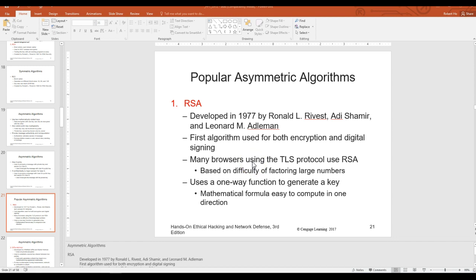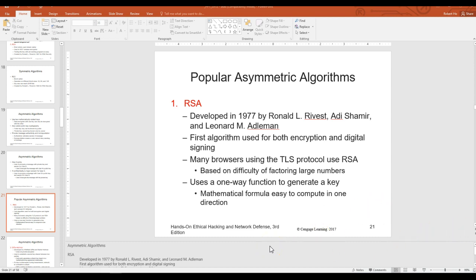Many browsers use TLS, the Transport Layer Security protocol. It uses a one-way function to generate keys, a mathematical formula that is easy to compute in one direction. So RSA is quite popular because many browsers use this one.